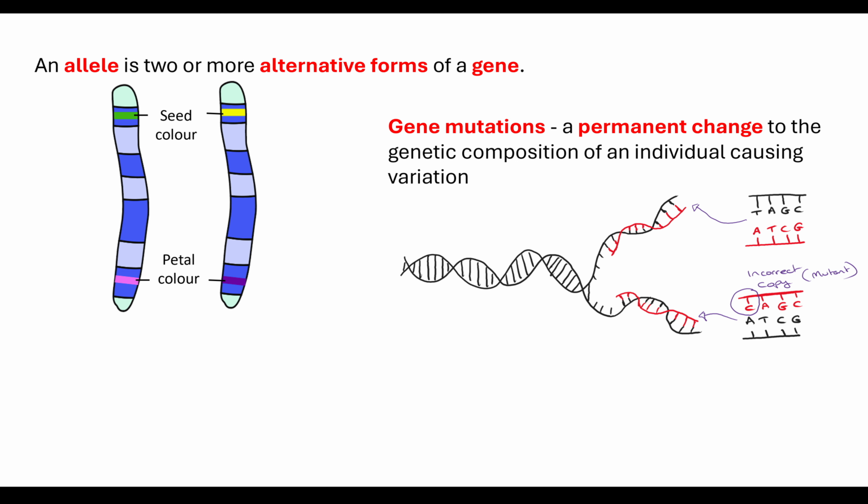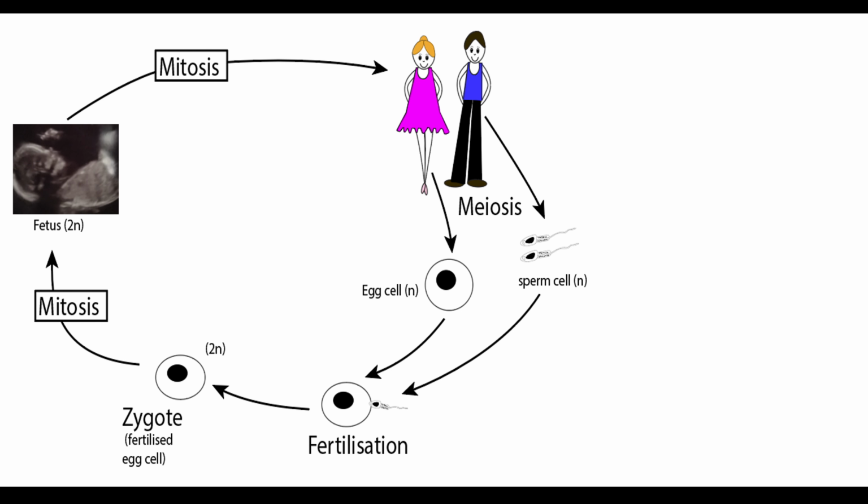However, sometimes it doesn't get stopped and it continues on and the cell goes through that division and so forth. You end up with this mutation, a permanent change, actually being in one of the cells that could potentially then be passed on. So let's take a step back. If we think about this and we look at meiosis, our reduction division.